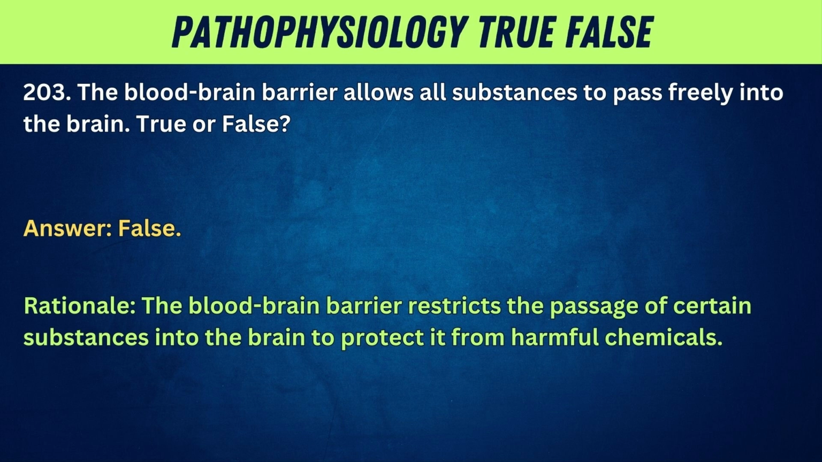203. The blood-brain barrier allows all substances to pass freely into the brain. True or false? Answer: false. Rationale: the blood-brain barrier restricts the passage of certain substances into the brain to protect it from harmful chemicals.